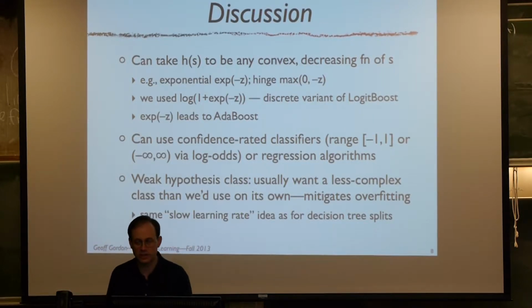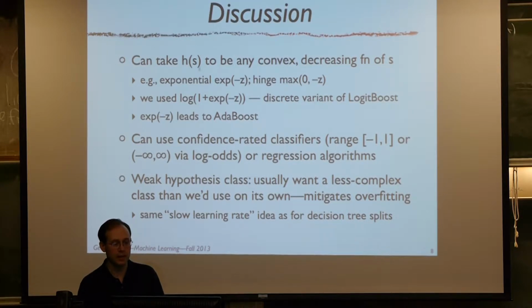All right. So I did this specifically for log likelihood, but in fact, this penalty function h of s could be any convex decreasing function of s. For example, one common choice is e to the minus s, and this leads to what was the very first boosting algorithm, called AdaBoost. You could use hinge loss. What we used was the logistic loss, log of 1 plus e to the minus s, and that leads to a discrete variant of a boosting algorithm called LogitBoost.